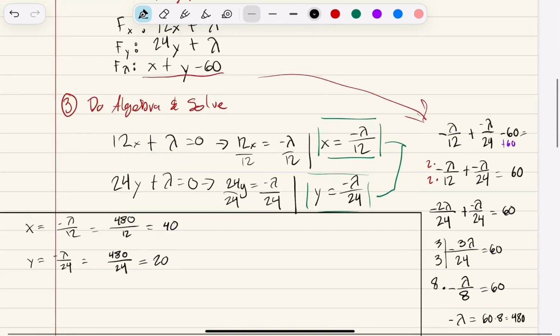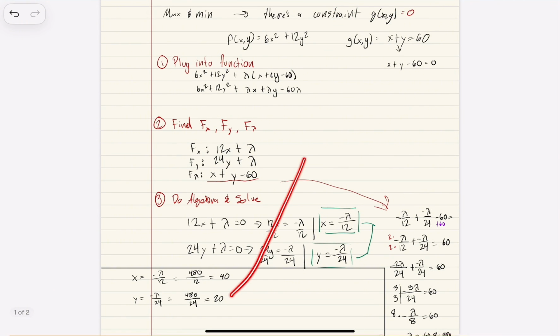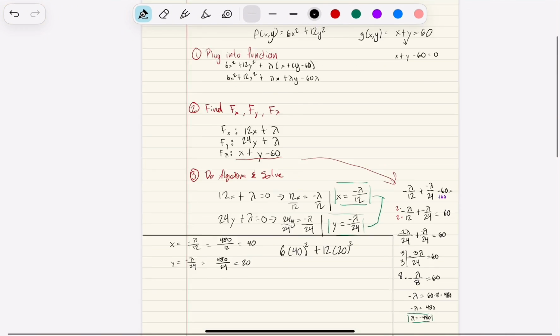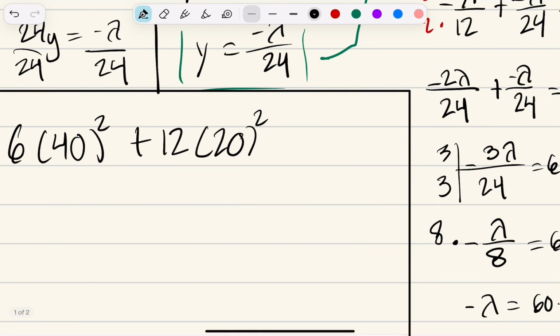And so now that we have our x and our y, we can plug that back into our original function. So all the way up here, we finally find our x and our y's. And boom. Okay, so we have 6x squared, which x is 40, plus 12 times 20 squared. Let me just double check. Yeah, 20. And so do the math for that.